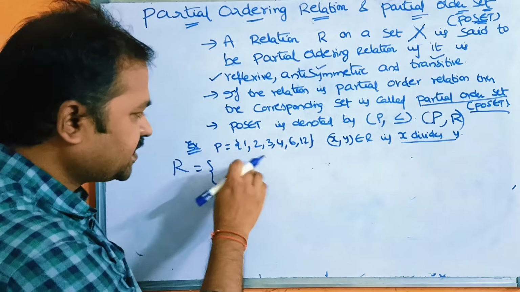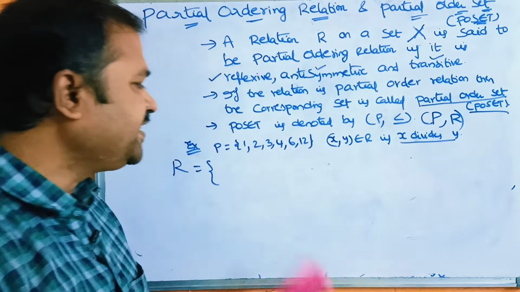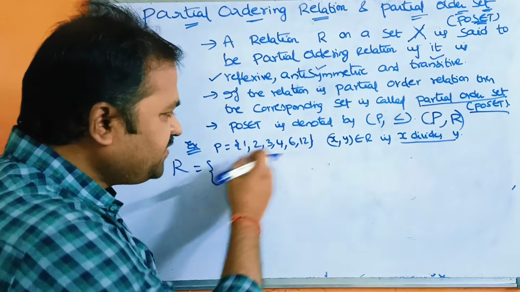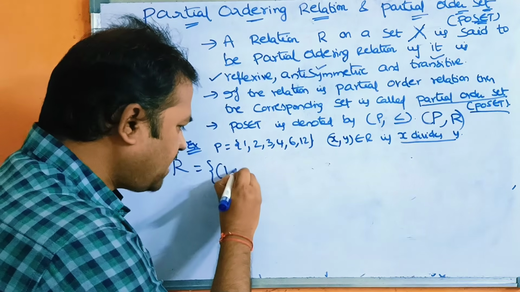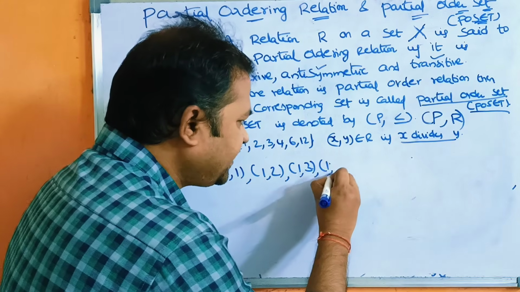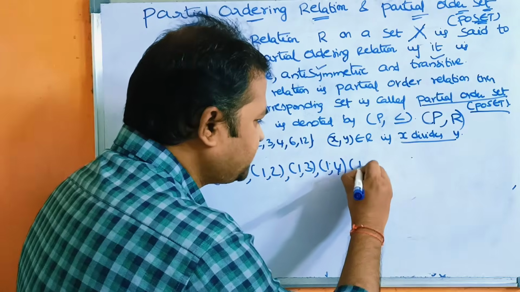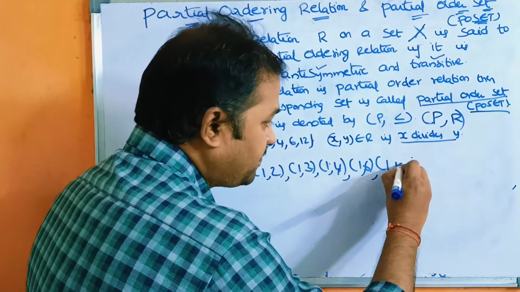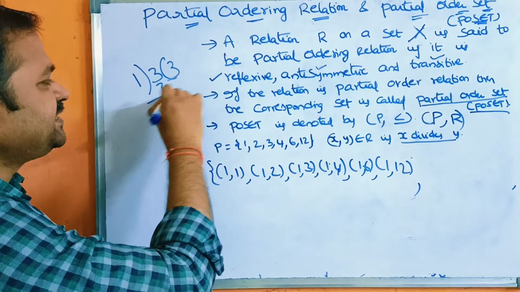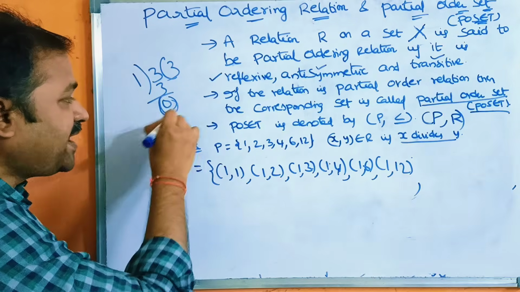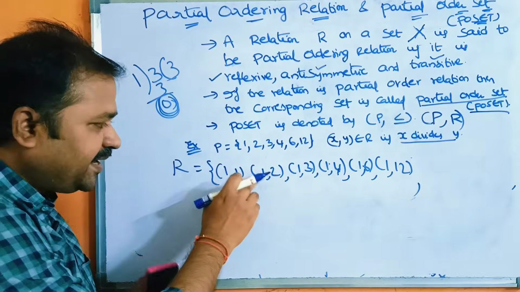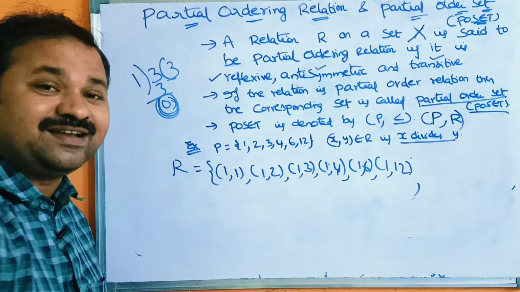So R is equal to, here what are x and y? x and y are nothing but the pairs of this set only. So 1 divides all the elements. So we can write (1, 1), next we can write (1, 2), next (1, 3), next (1, 4), next (1, 6), next we can write (1, 12). Why? Because let us assume that we performed 1 divided by 3. So what is the remainder? 0. That means if this remainder is 0, then we can say that x divides y. In this pair, the first element is called x, whereas the second element is called y.